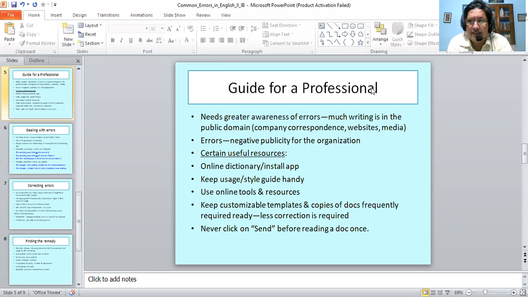Of course, that doesn't mean that you don't have to go through it once more at the very end before you submit. Certainly, you need to do that, but the necessity for repeated revision may not be there. So keep the formats, templates, and samples ready with you. Don't click on send before reading a document once and thoroughly. Only if you have read it thoroughly and you have checked it more than once and you find that it is okay, do you send it across or do you mail it across?